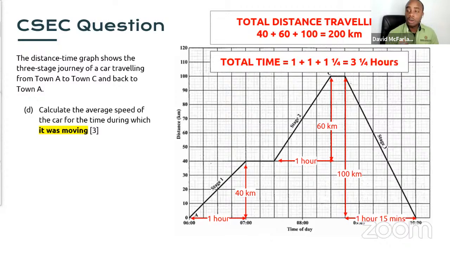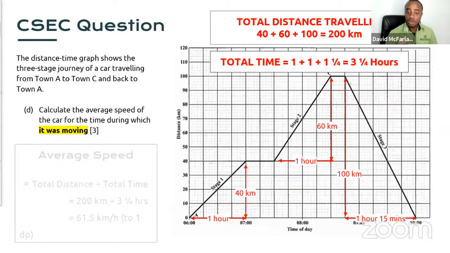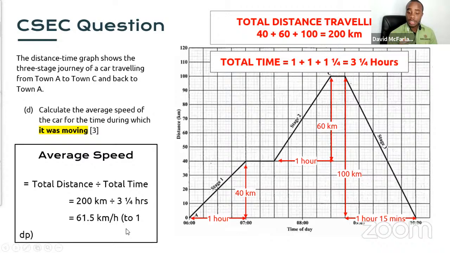So now that we have the total time and the total distance during the time it was moving, we can calculate its average speed, because the average speed will be the total distance divided by the total time, which we found to be 61.5 kilometers per hour to the nearest one decimal place. So remember, I think the two key things coming out here: when we want to find that average speed, we have to think about that total distance. Don't only consider the time that he moved to where he was going, but the time that he took to come back, if specified as a part of the journey, right?